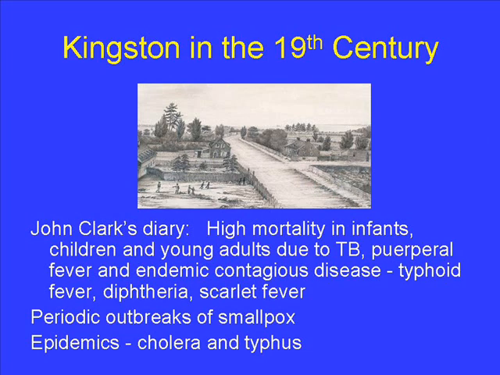Now, Kingston in the 19th century was a small but important urban community. Around 1820, it had a population of about 2,500, with the military over on the other side of the river around Fort Henry Hill.